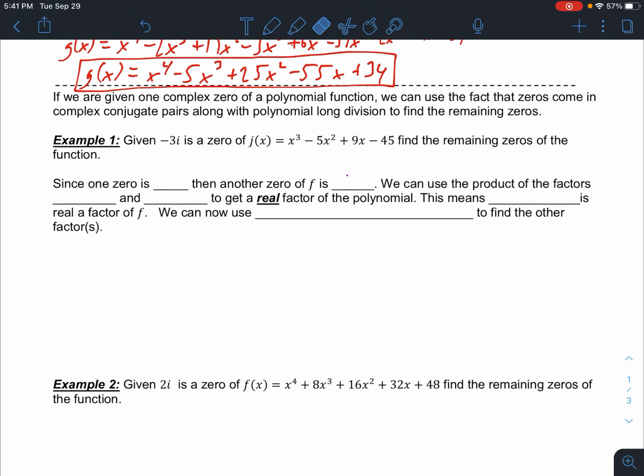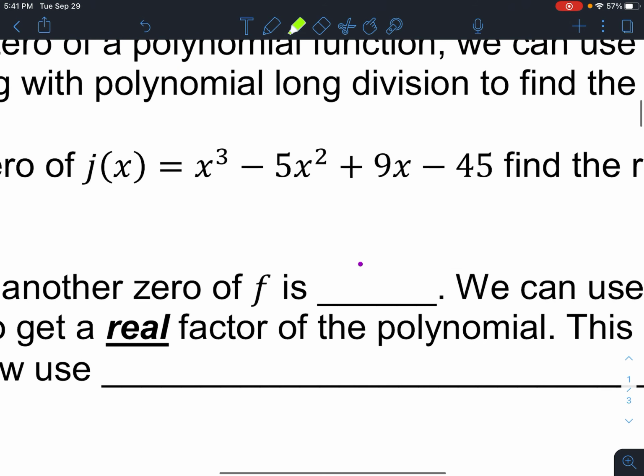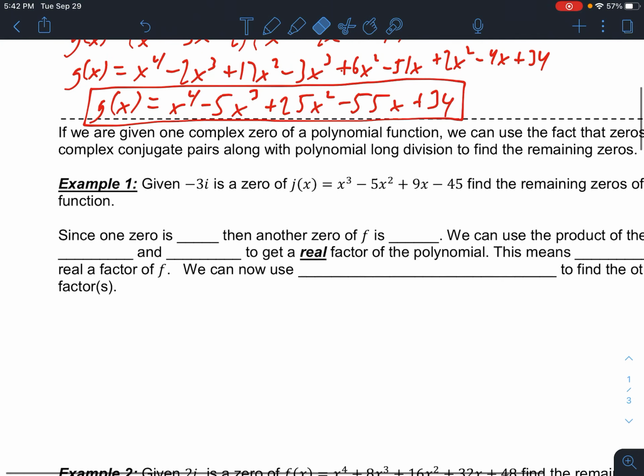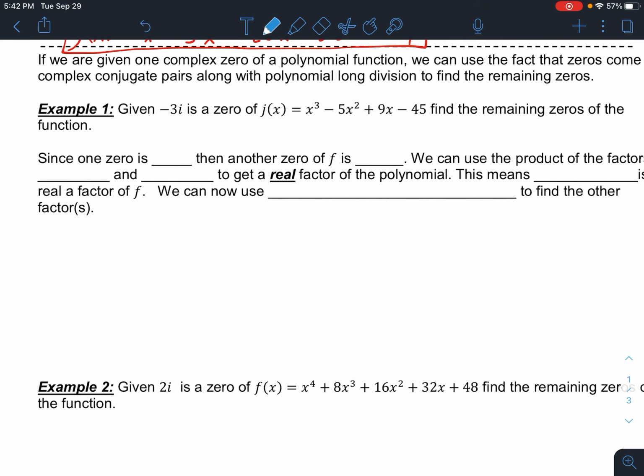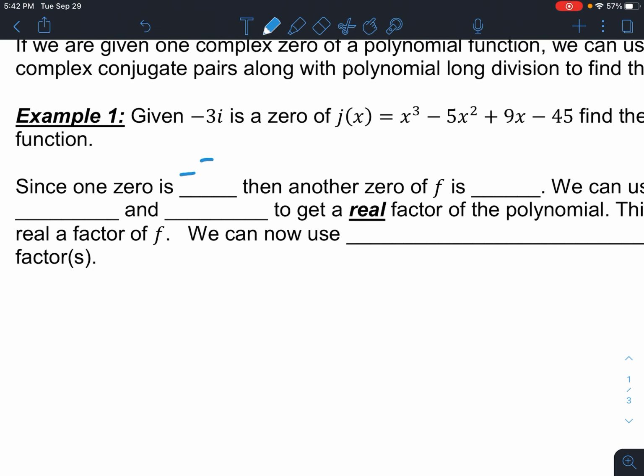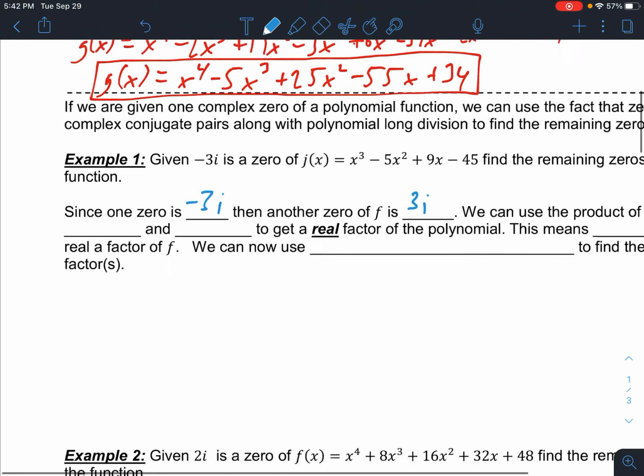So here we have an example. Given negative 3i is a 0 of j of x, find the remaining zeros. Because it's a cubic, we know that there are 3 zeros. We are only given 1 zero, but technically we are given 2 zeros, because since 1 zero is negative 3i, another zero must be positive 3i.